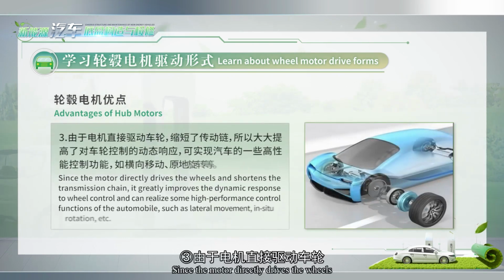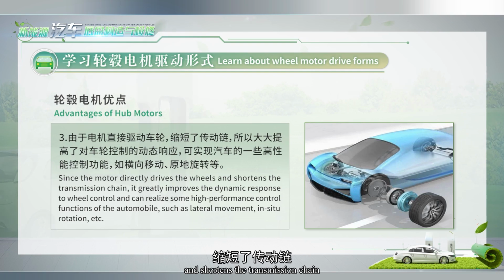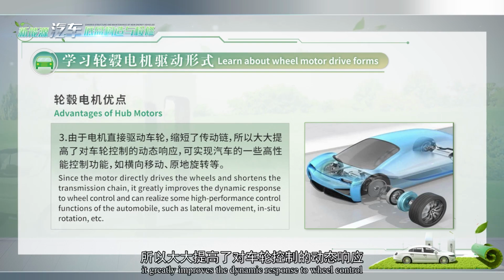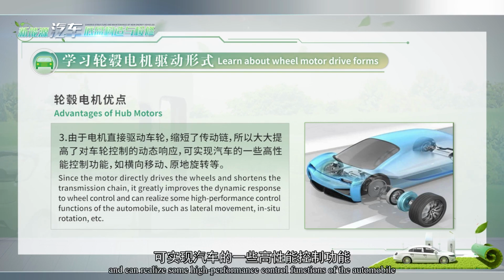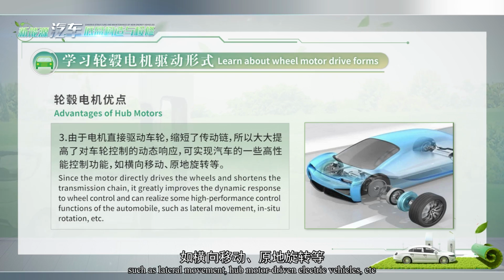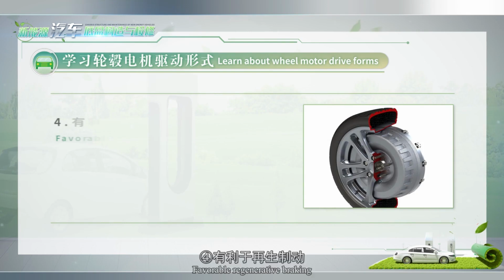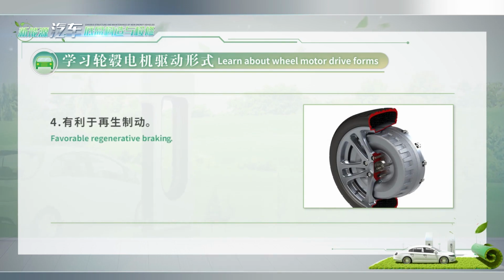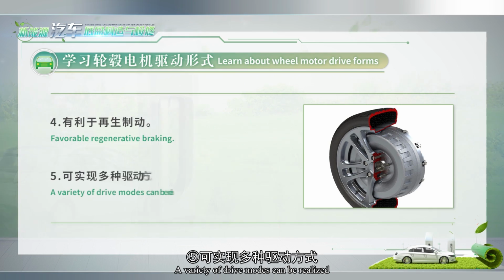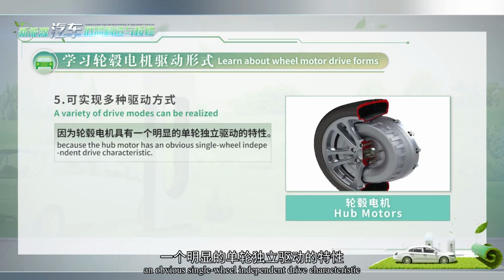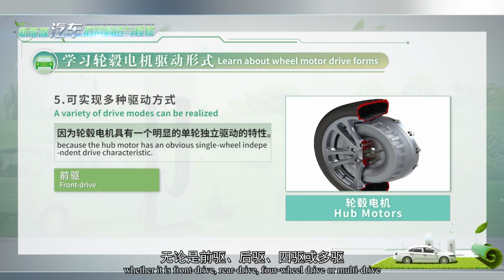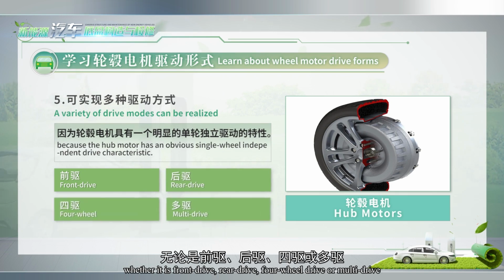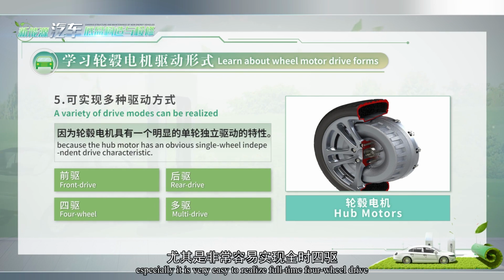Third, since the motor directly drives the wheels and shortens the transmission chain, it greatly improves the dynamic response of wheel control and can realize some high-performance control functions of the automobile, such as lateral movement and in-situ rotation. Fourth, favorable regenerative braking. Fifth, a variety of drive modes can be realized because the hub motor has an obvious single wheel independent drive characteristic, whether it is front drive, rear drive, four-wheel drive, or multi-drive. It can be realized more easily, especially full-time four-wheel drive.